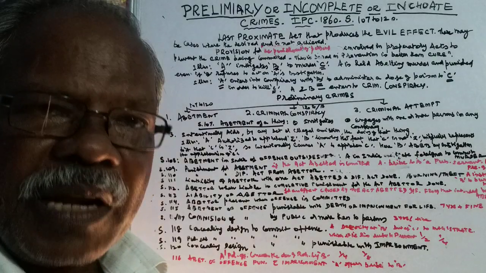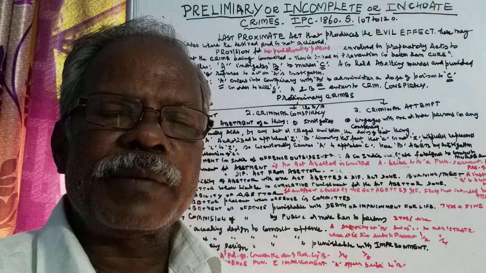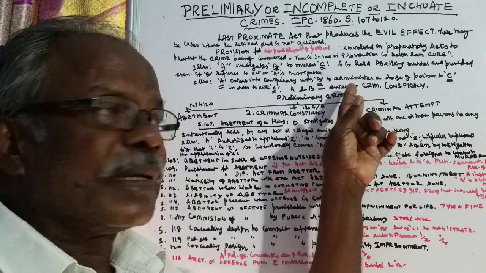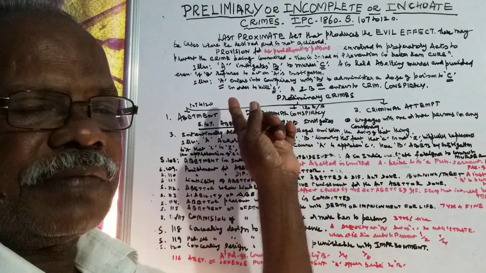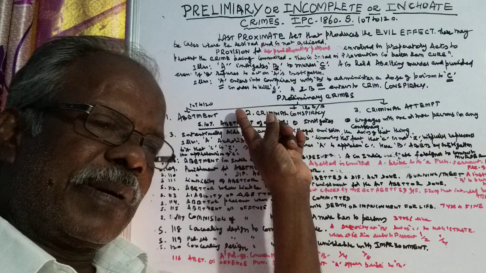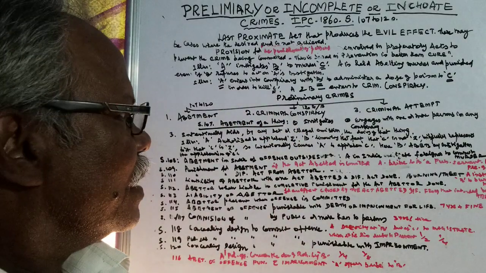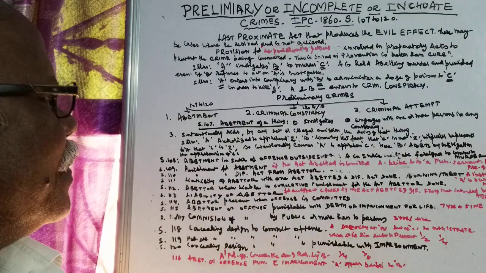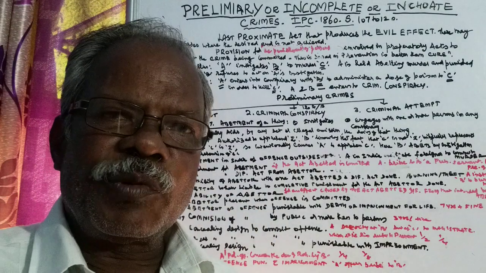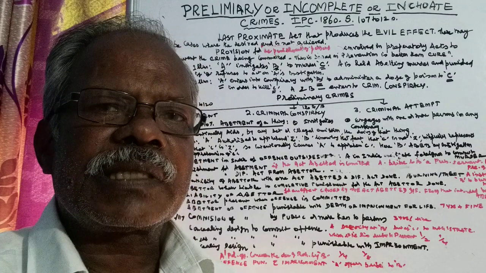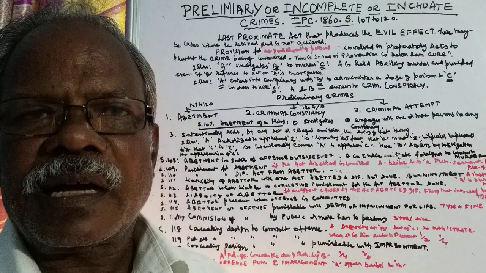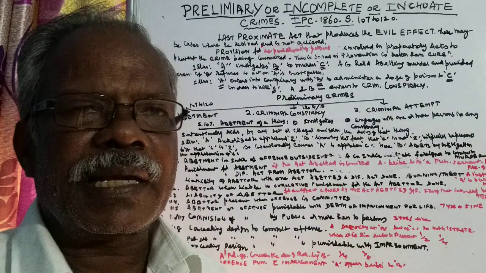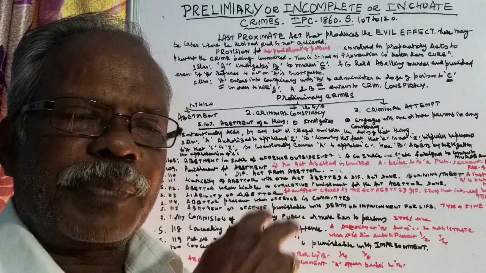The preliminary crimes are divided into three types. One is abetment, second is criminal conspiracy, and third is criminal attempt. In this video we are going to see only abetment, that is sections 107 to 120. Criminal conspiracy and criminal attempt will be discussed in a separate video. As regards abetment, what does abetment mean? One who instigates another to do a certain criminal act or offence is known as abetment. The person who instigates is called the abettor. The words abettor and abetment are very important as regards this section.